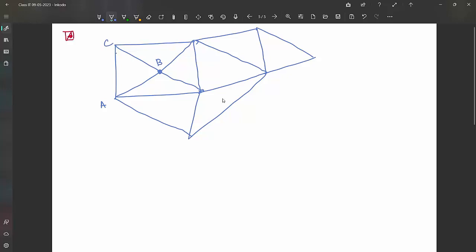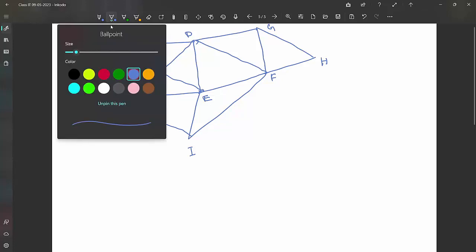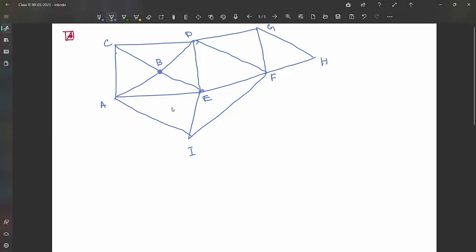A, B, C, D, E, and F, G, H, and I. So this is a graph. Now color the graph first. Okay. Can you tell me what the maximum clique will be? What is the maximum clique here?